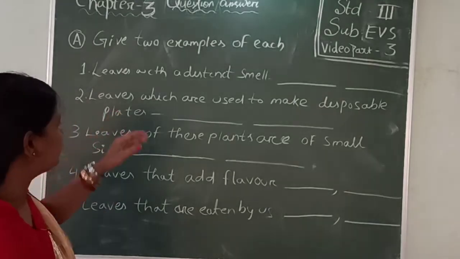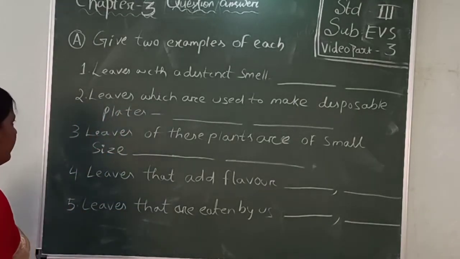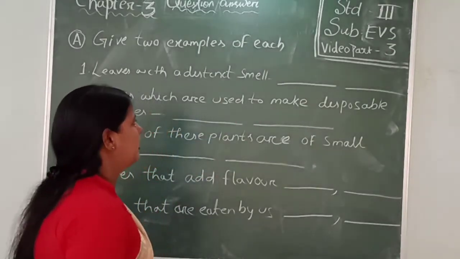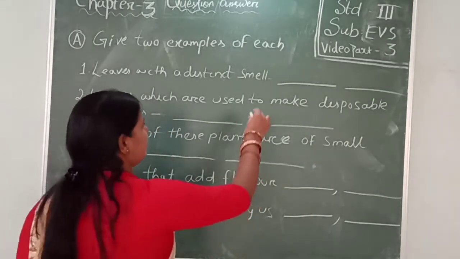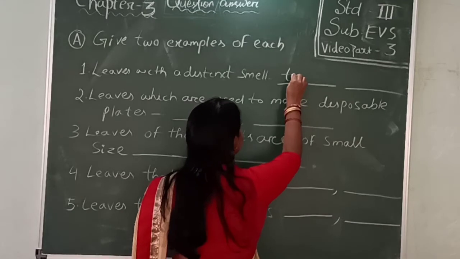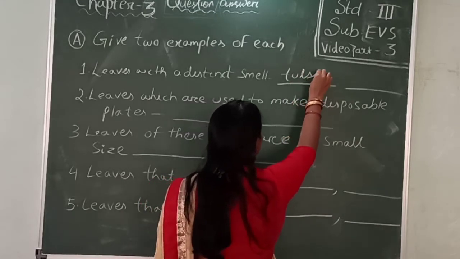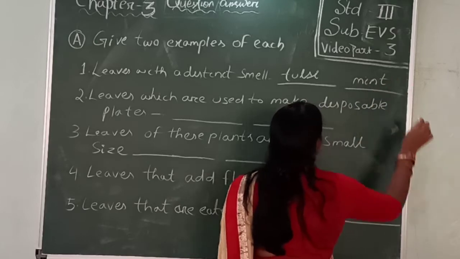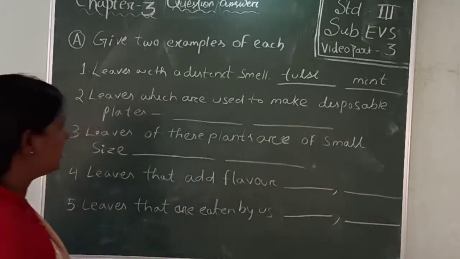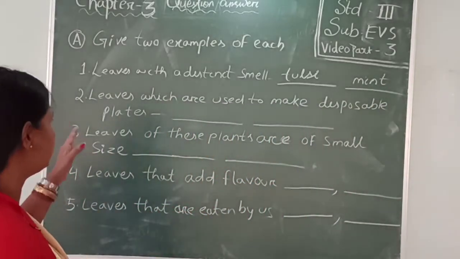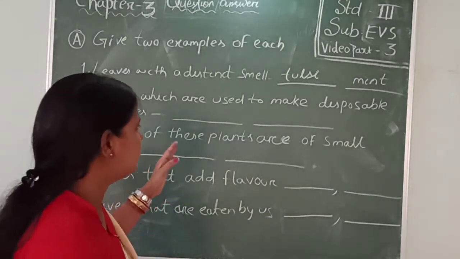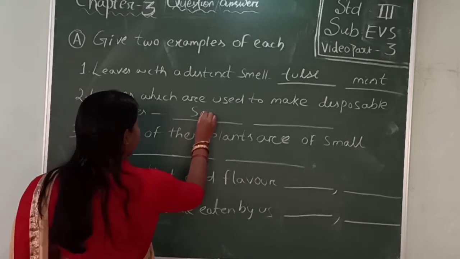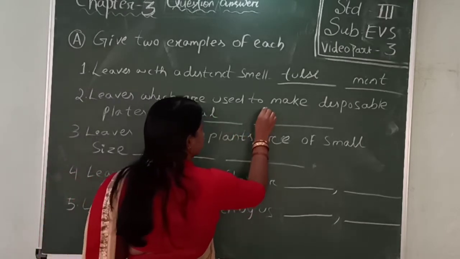Okay. Leaves with distinct smell. Your number 1 is leaves with distinct smell. The leaves which have distinct smells are tulsi and mint. Okay. Then number 2, leaves which are used to make disposable plates. The leaves which are used to make disposable plates are sal and palash.